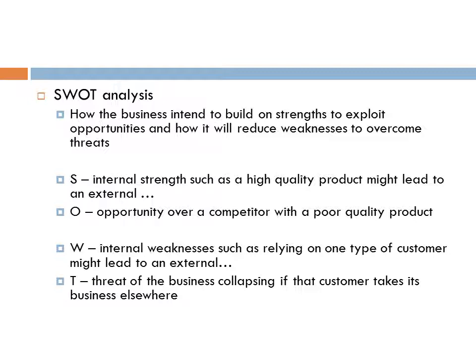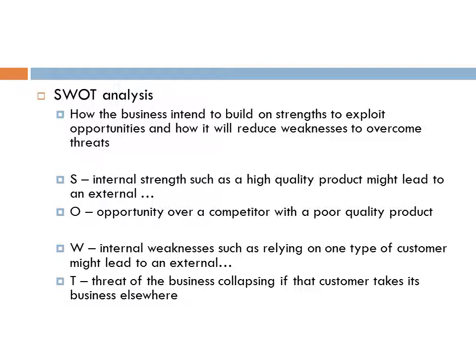The opposite of that might be an internal weakness, such as relying on one type of customer. So Aldi, for instance, they rely on customers who are on a budget. They aren't inclined to spend too much money at the moment. That might lead to an external threat of the business collapsing if that customer takes its business elsewhere.